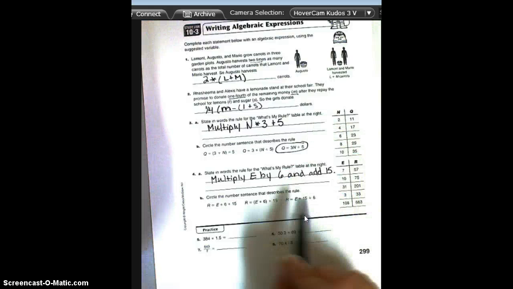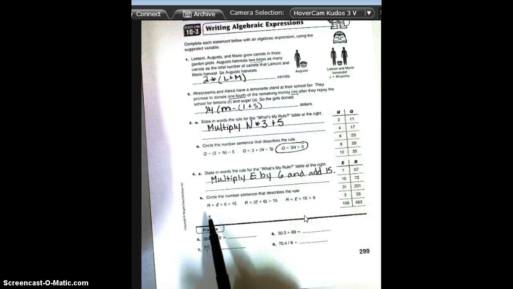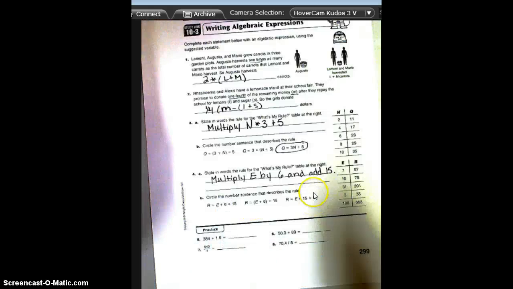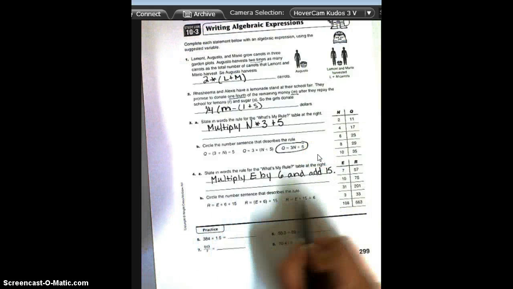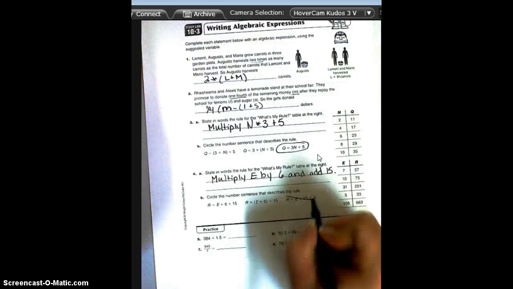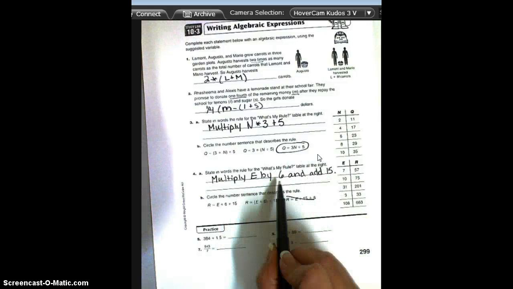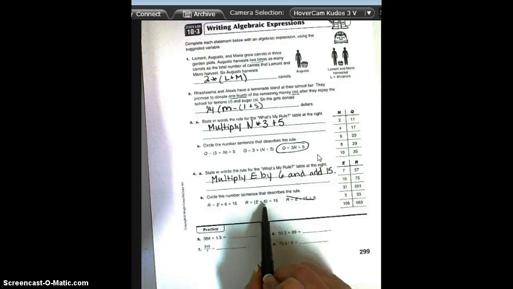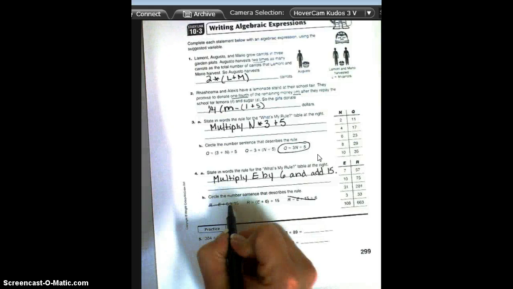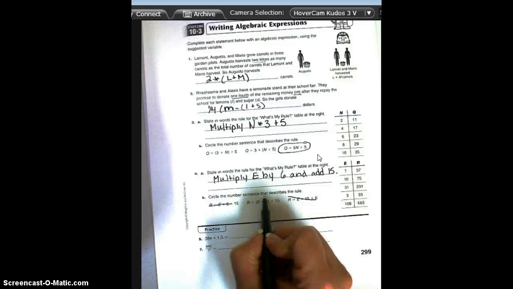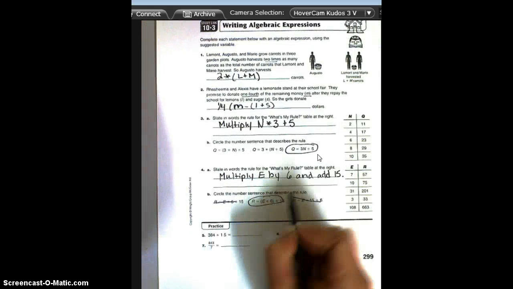And then we can look down here for something that looks like that. Multiply E by 6. Here's E times 6, E times 6. This one's not going to work because there's no E times 6. And then add 15. E times 6 plus 15, or E times 6 times 15. That one won't work. So it's got to be this middle one, E times 6 plus 15.